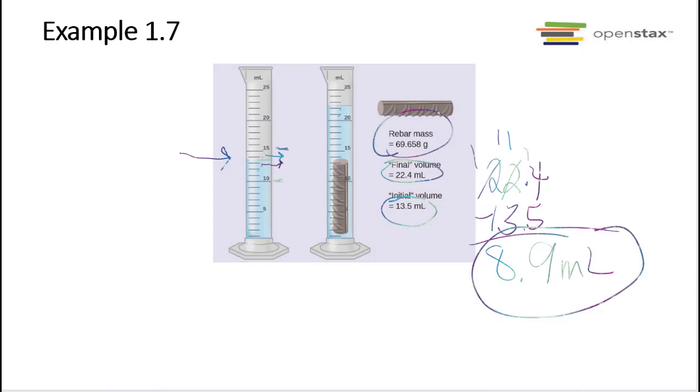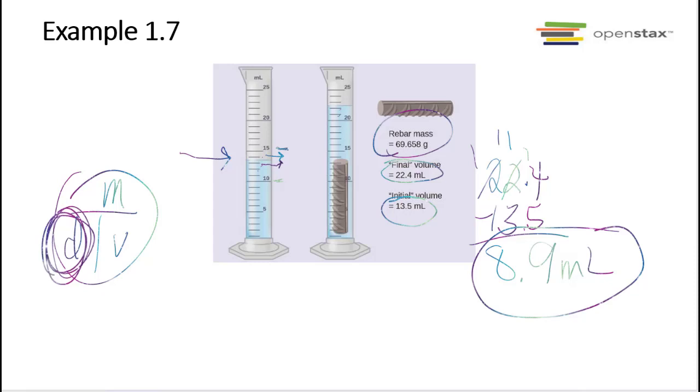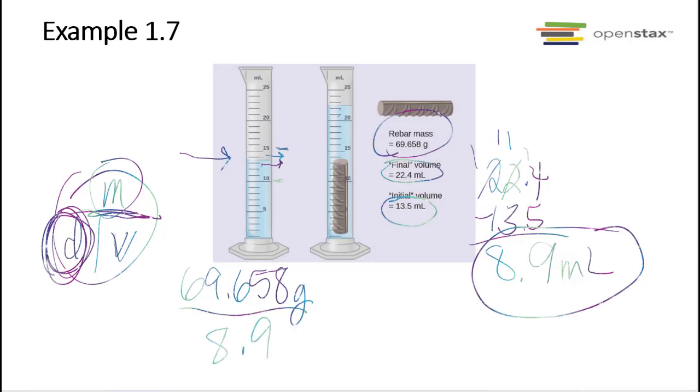I'm given the mass, and we know that we can find density is mass divided by volume. We can use this cute little handy dandy helper. So we cover up what we want to find. If this is what I want to find, then it's mass over volume. So I would take my 69.658 grams divided by my change in volume, so that 8.9 milliliters.